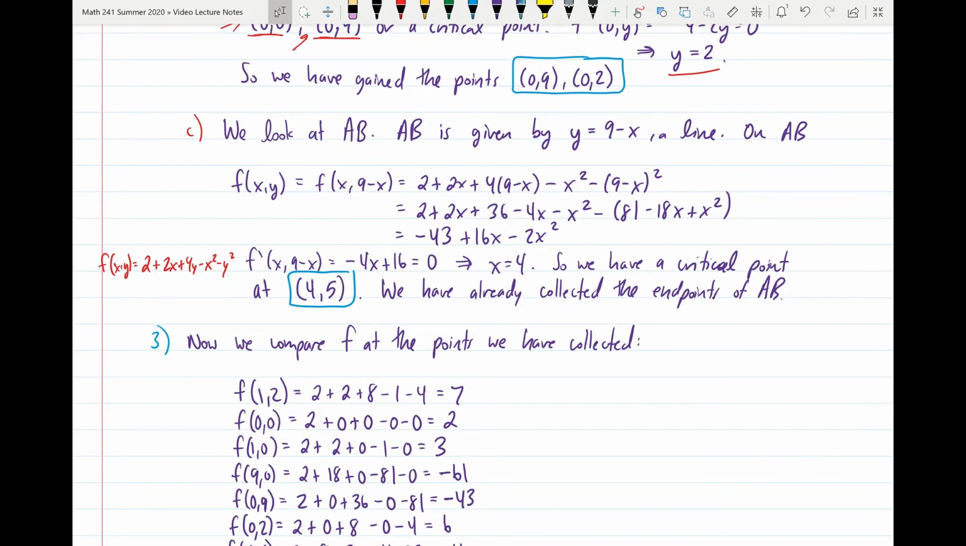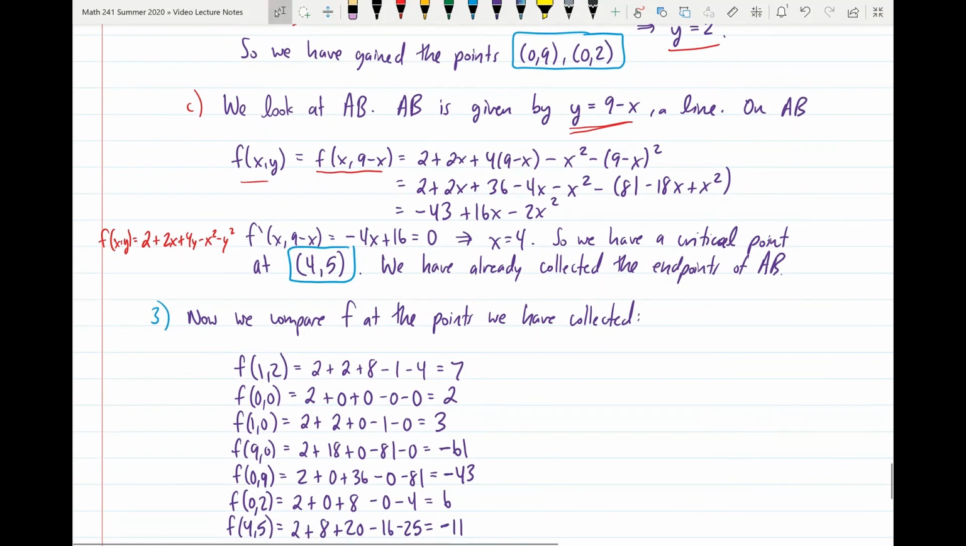And so if we take a point on the line segment AB and we plug it into our function f of x, y, we get f of x, 9 minus x, because on that line segment, y is always going to equal 9 minus x because of this equation right here. And if we plug x, 9 minus x into the function and do a little bit of algebra, we find that it is equal to minus 43 plus 16x minus 2x squared.